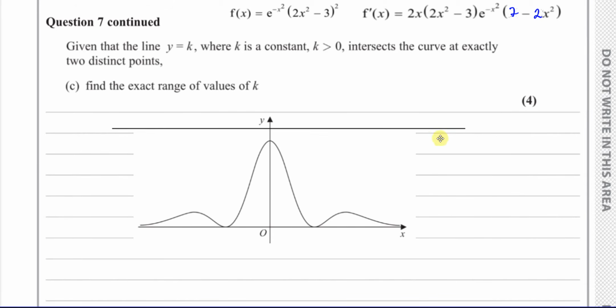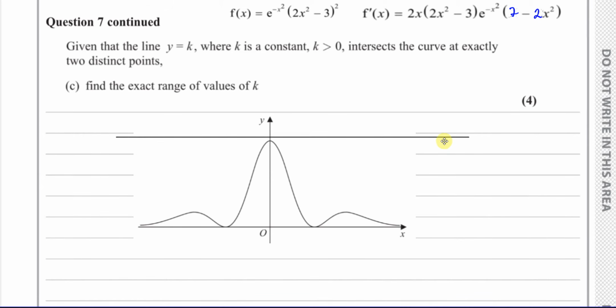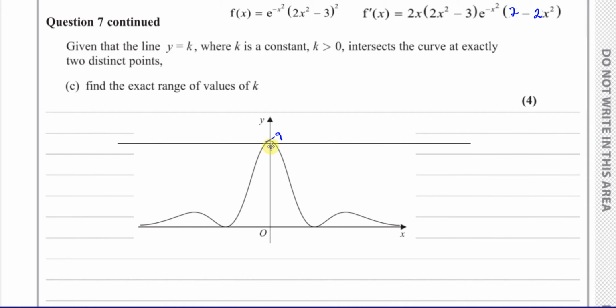So y equals k, this horizontal line, when it hits the curve at this point, remember this point was 9, then there will not be 2 distinct points. There will be 1 repeated point. So that won't be a value of k. So k equals 9 is not one of the answers. But when k is less than 9, you can see it cuts it in 2 distinct places. So we know that k must be less than 9.